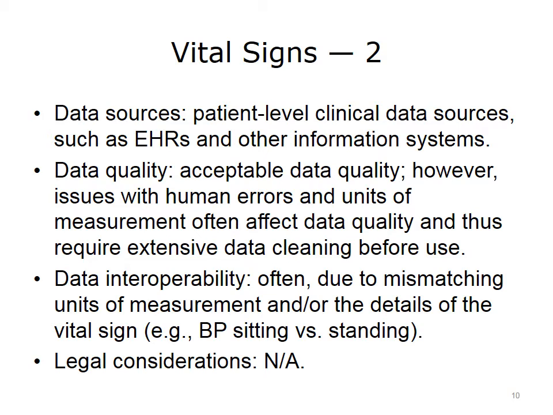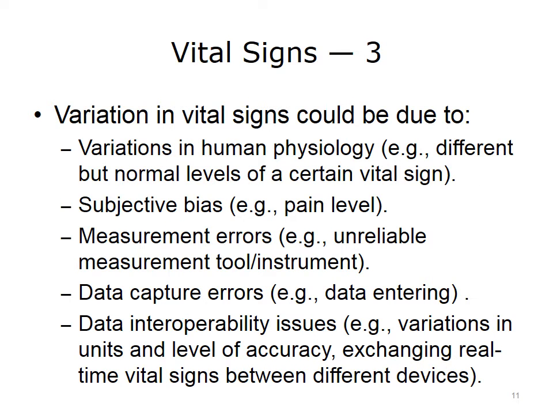Another interoperability issue may arise from missing extra information about vital signs that may change the clinical concept and use of the data, such as sitting versus standing for blood pressure measures. Variation in vital signs should be interpreted with caution, as the variation might be due to multiple underlying reasons. Some of these causes can be fixed during the data cleaning and preparation phases, but some are simply part of the data and cannot be corrected.